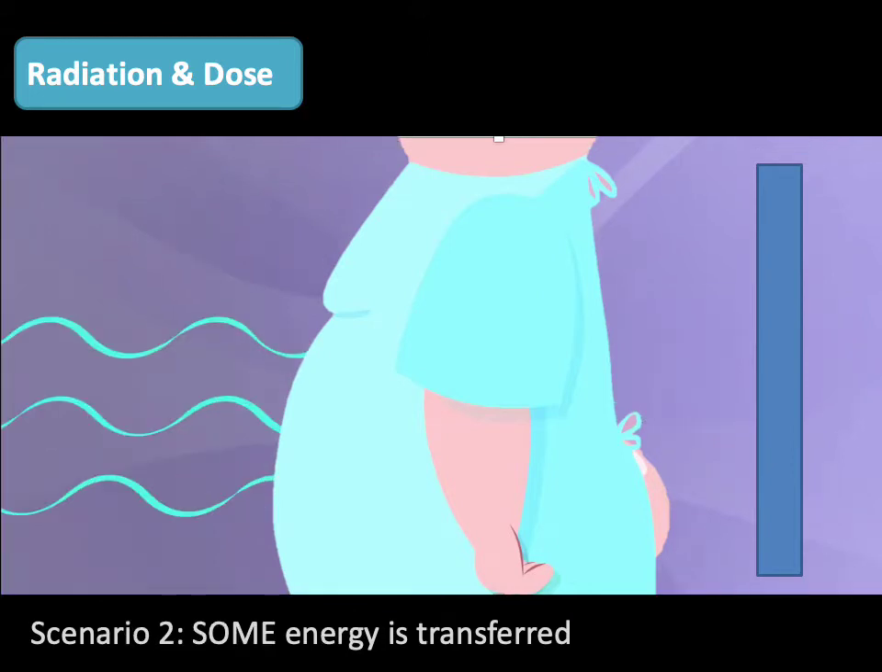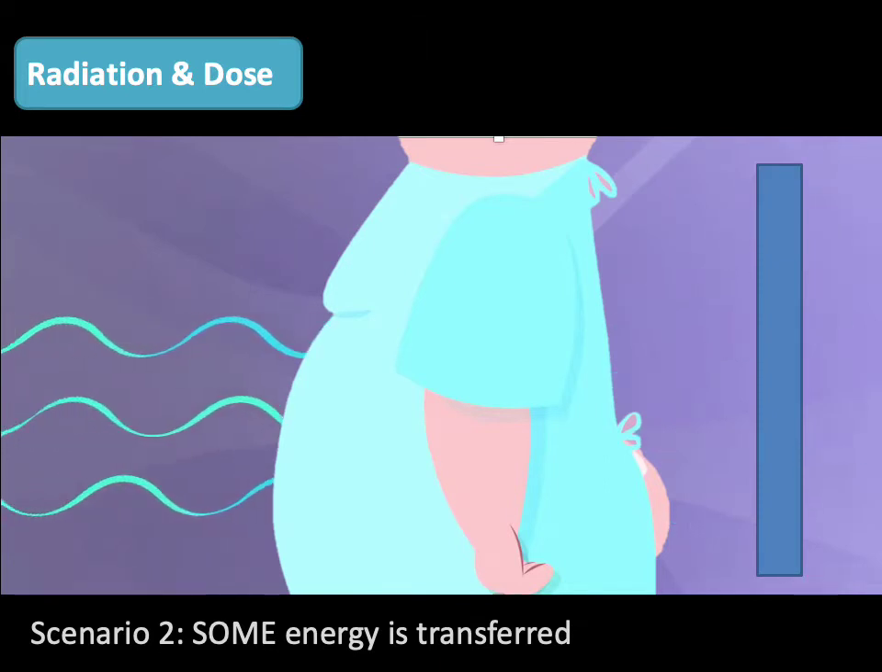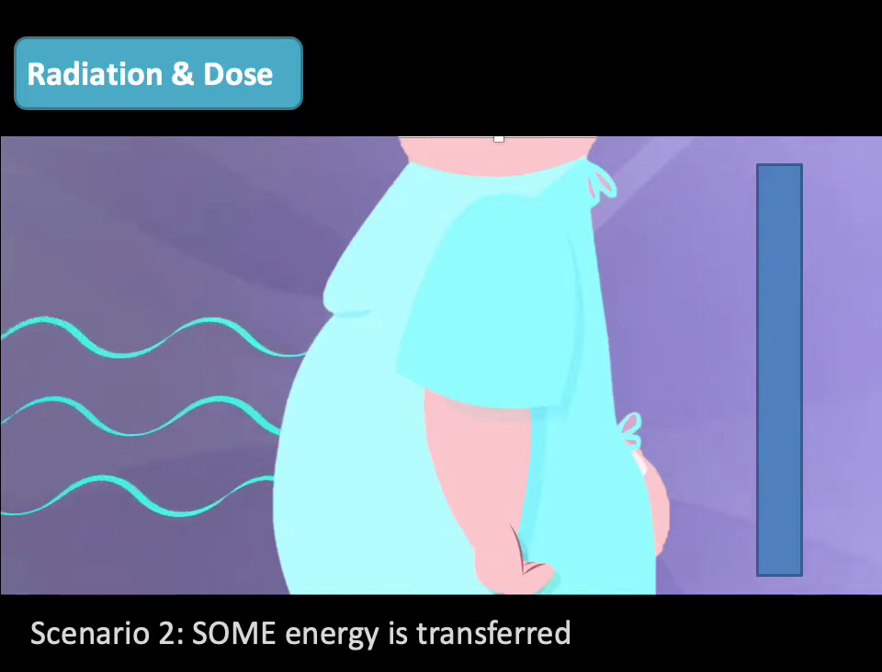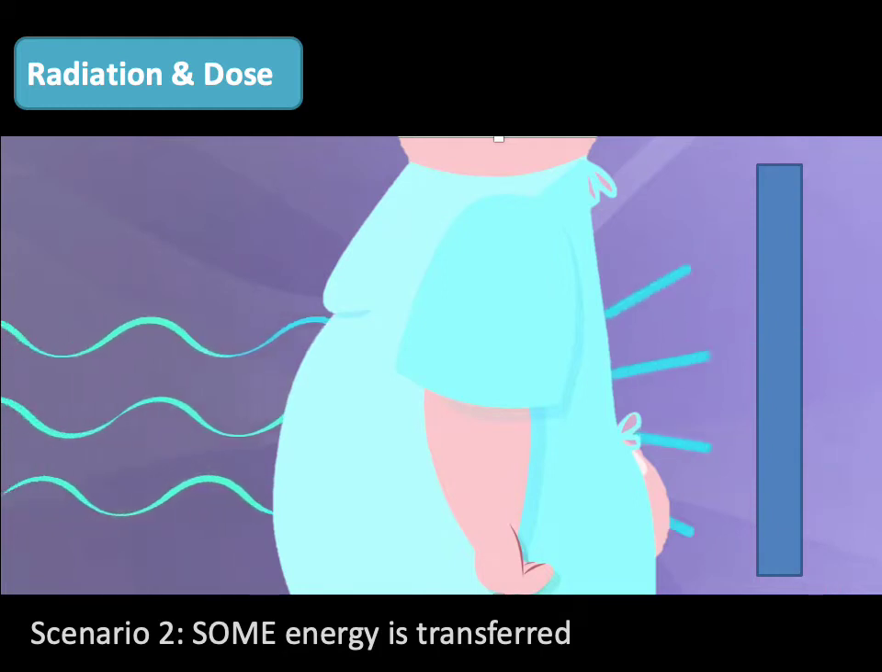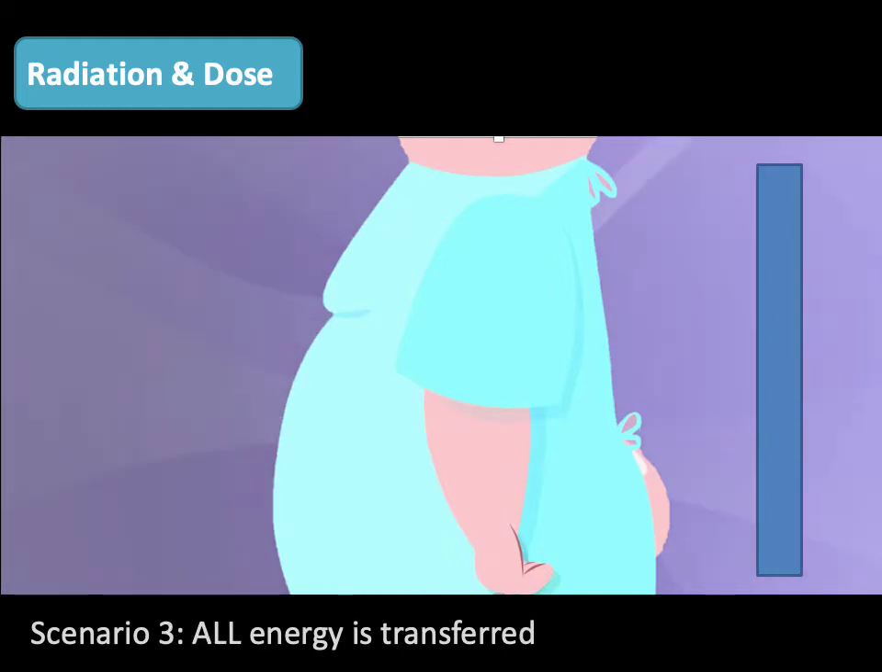The second thing that can happen is that the X-ray passes through the patient and in the process transfers some of its energy to the patient. The energy that's not deposited exits the patient as a scattered photon. The third possibility is that the X-ray deposits all of its energy in the patient, and there's nothing left to exit the patient and interact with the detector.